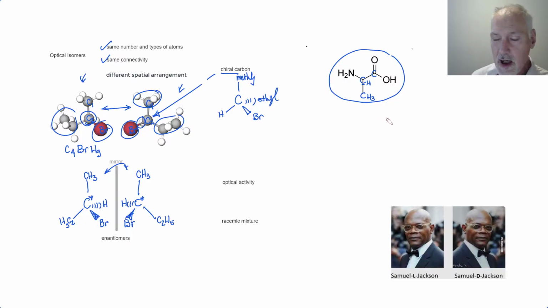So again, the chiral carbon has to be 4 different groups. And that would lead to this structure. So this particular carbon would be the chiral carbon. So this would also be capable of generating optical isomers. One of the properties of optical isomers is they exhibit what we call optical activity. These 2 particular molecules would rotate the plane of polarized light in opposite directions.